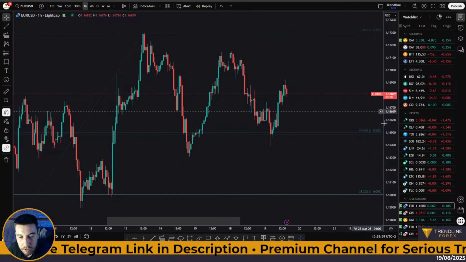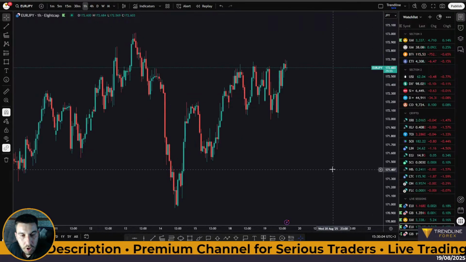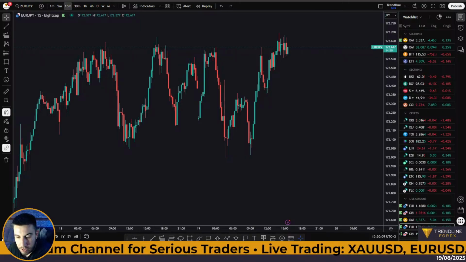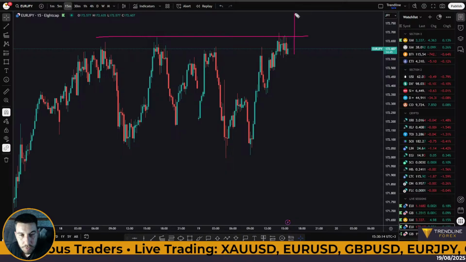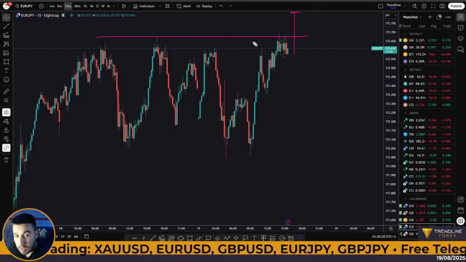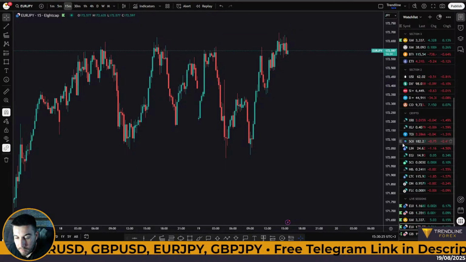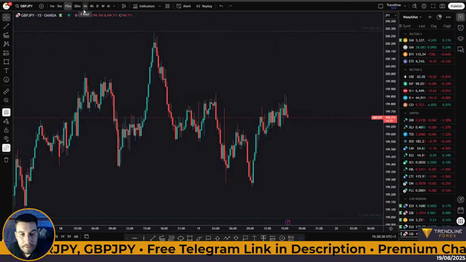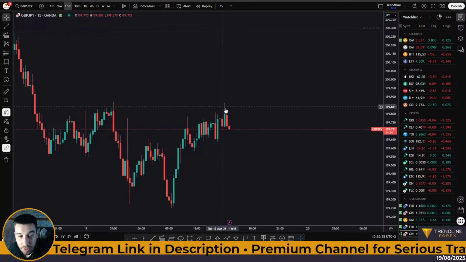The setup on euro dollar is quite similar. Sideways move on gold. Yep, euro yen currently reacting at the resistance right here. Of course, if we break and close above that resistance, then we're most likely going to see a continuation higher right away. What about GJ? Yep, again, trading at resistance. We've also got some rejection wicks right here.